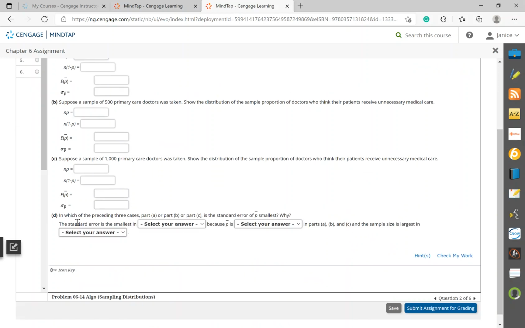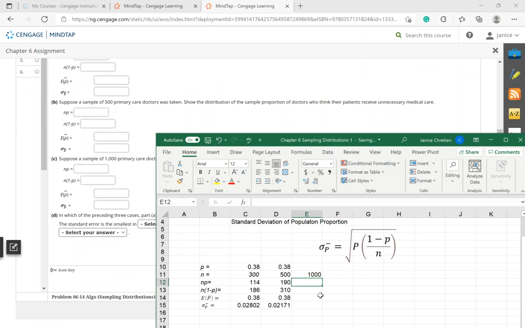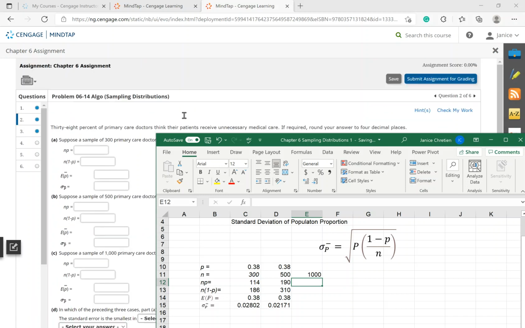And then it will ask you to make some determinations based on what you got in this chart. So that is all that we were given this week for sampling distributions. So I will end this video here and pick up on question number 3.